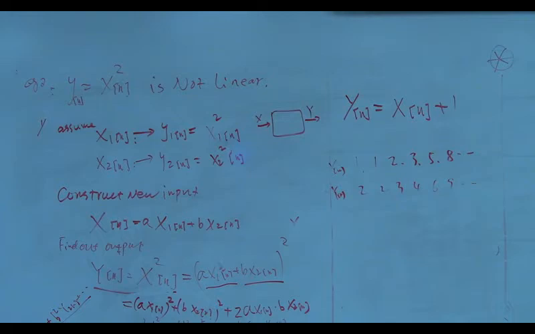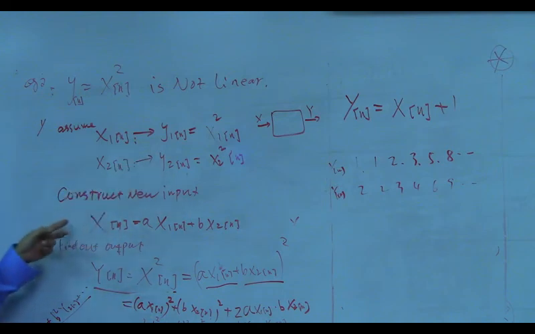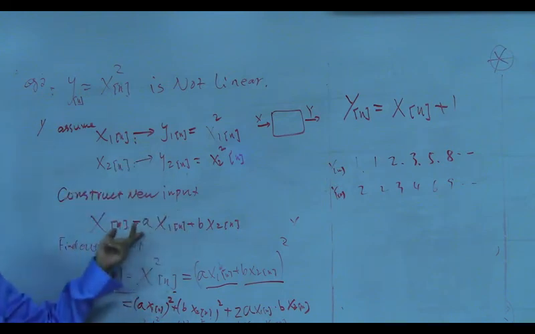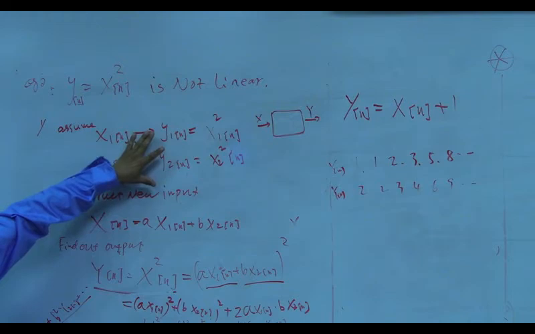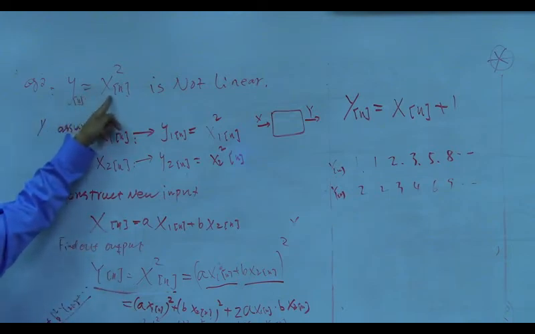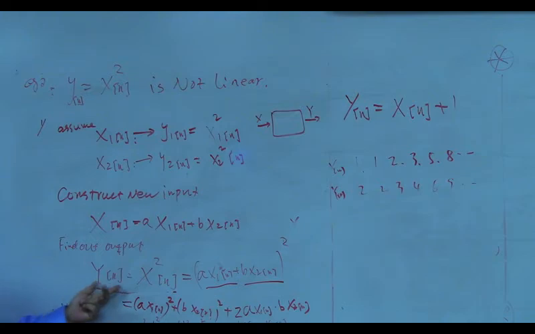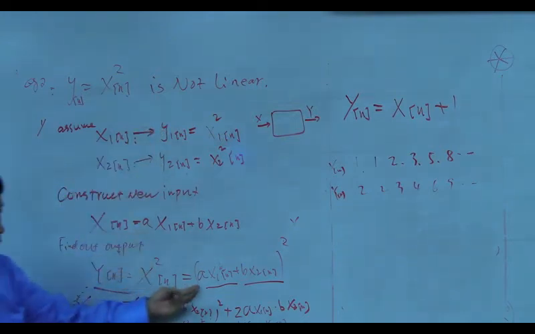What you need to compare is, once you construct the new input, you use the new input to plug into the system. Then you find out what you have. We construct a new input, which is this. Now you forget about all this, because this is the new input. You only use this input and find the output from the system. So this output will be equal to just the input plus 1. That's the system.